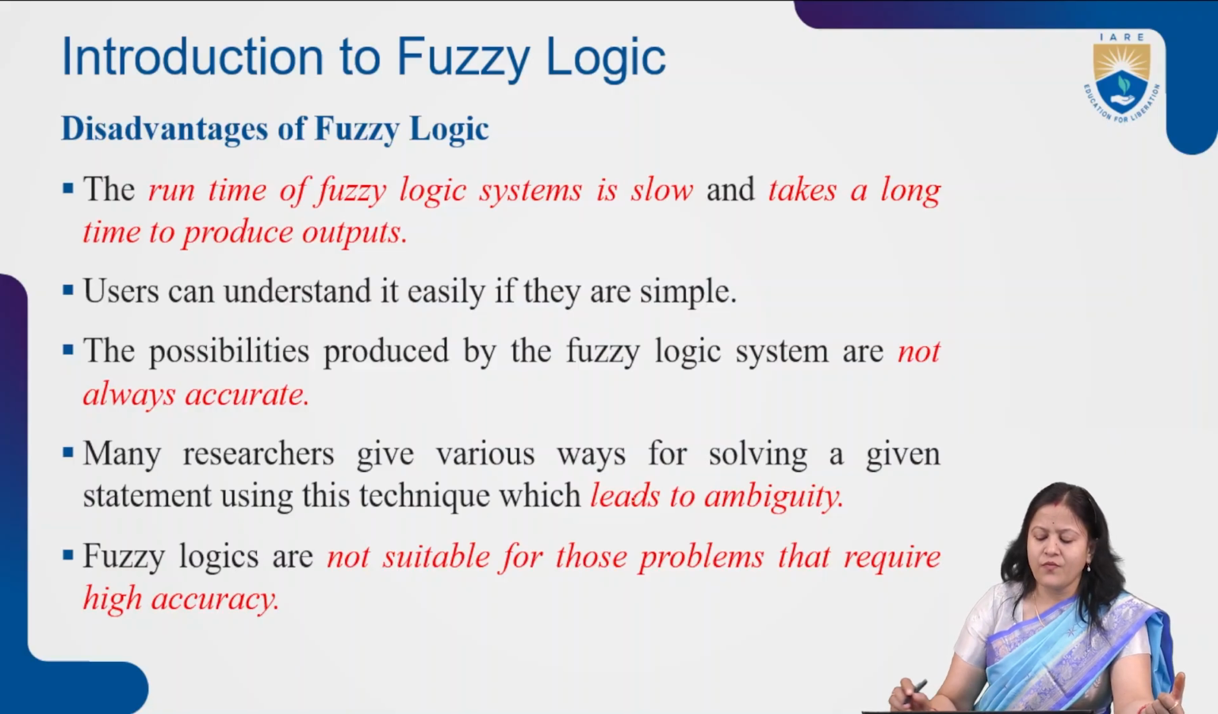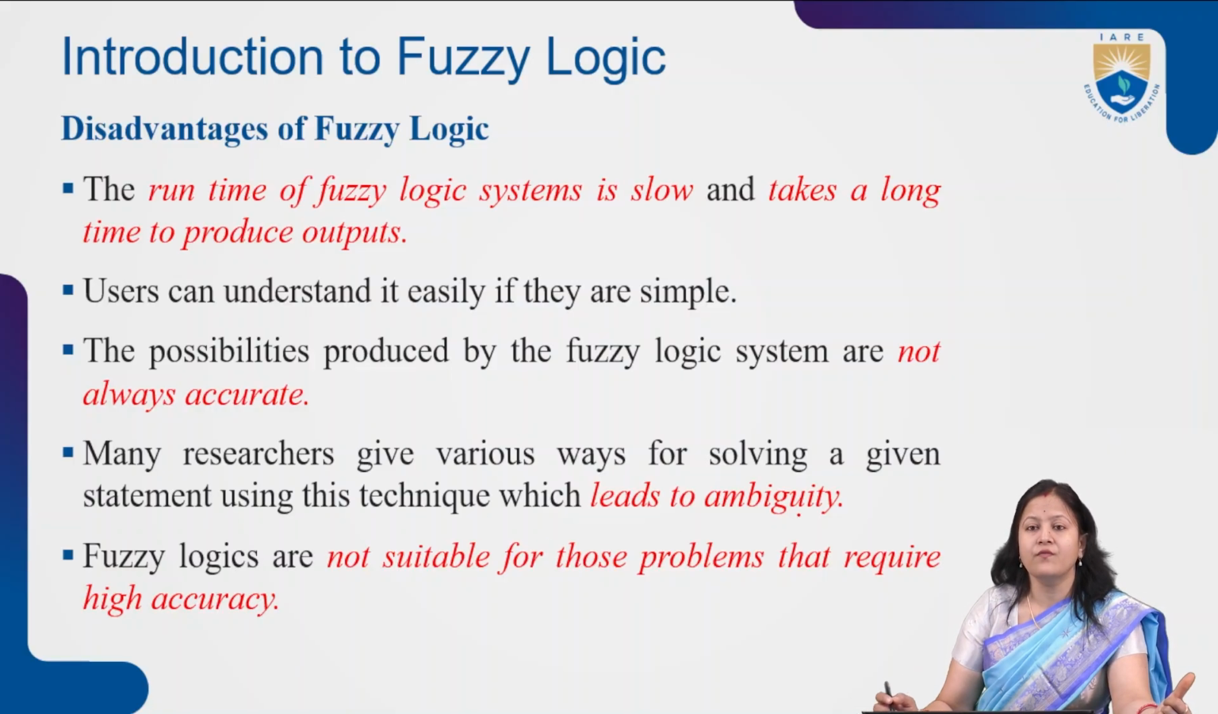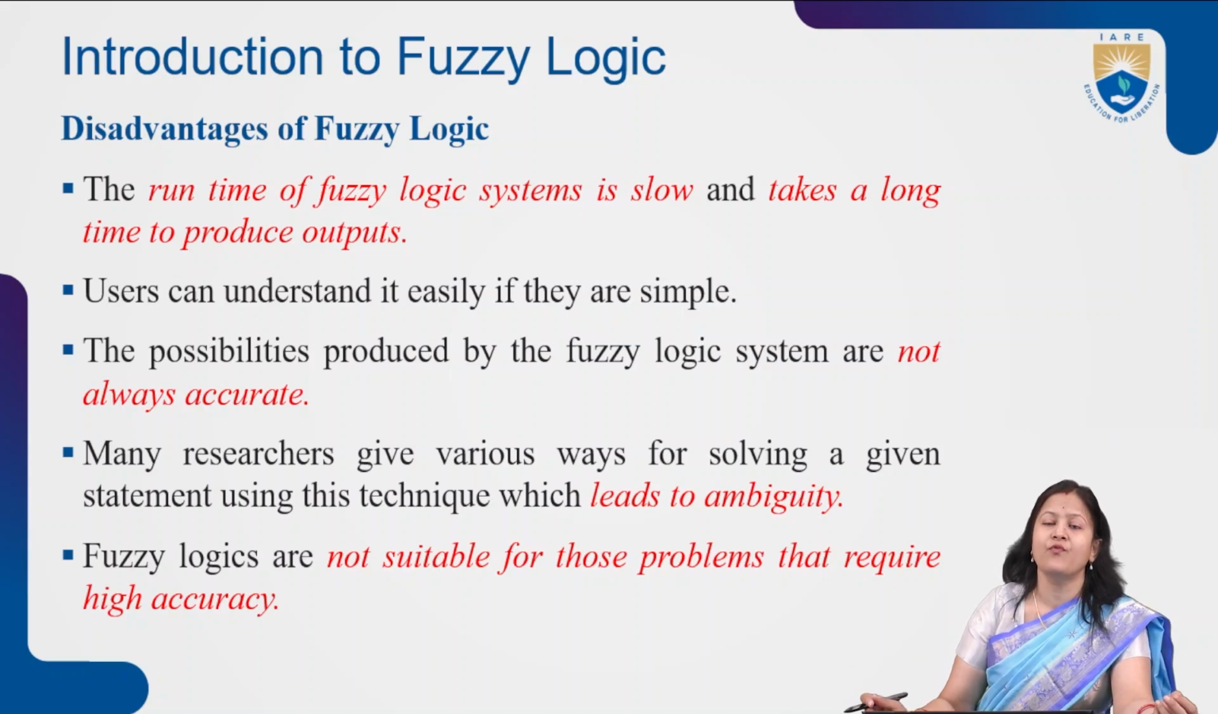Many researchers give various ways of solving a given statement using this technique, which leads to ambiguity. Fuzzy logic is not suitable for problems that require high accuracy, like in the military or in metro trains. Those are real-time systems. There we cannot use fuzzy logic. Normally in all home appliances or any electronic gadget we can use it, but in a system which requires a more accurate answer, we cannot use fuzzy logic.